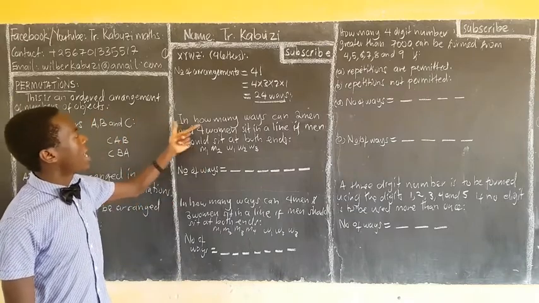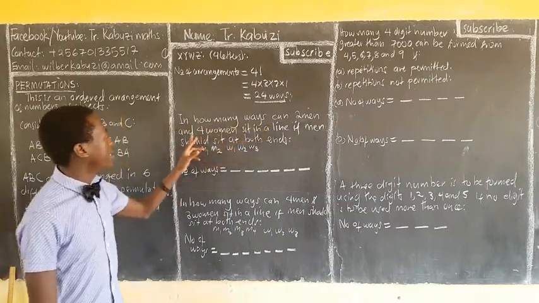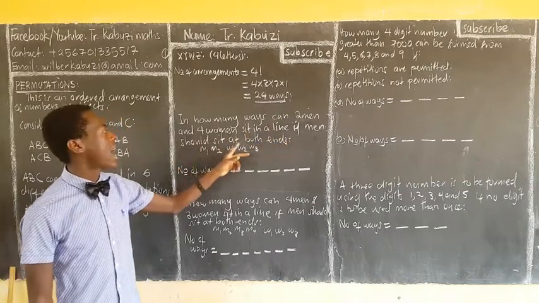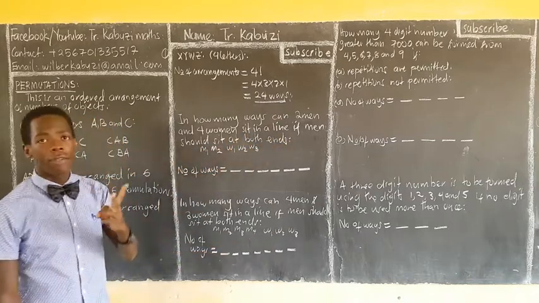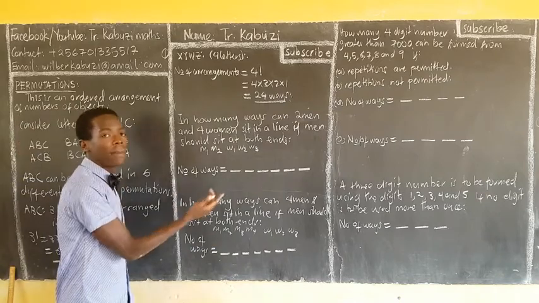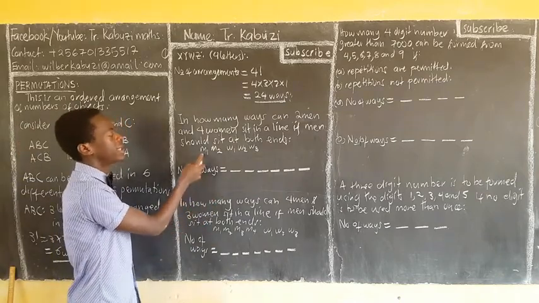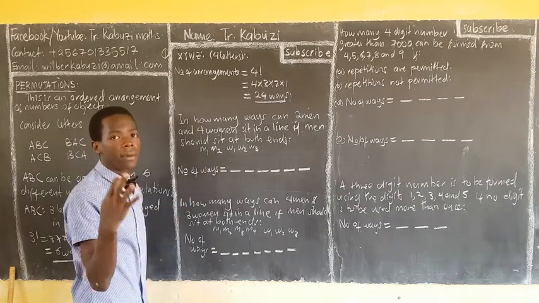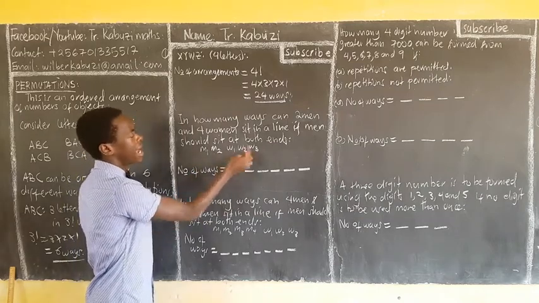Look at this question. In how many ways can 2 men and 4 women sit in a line if men should sit at both ends? Now we have 2 men. So I'm going to put some slots. This is where the first man is, then the second is here. Then we have the women: the first, the second, and the third.